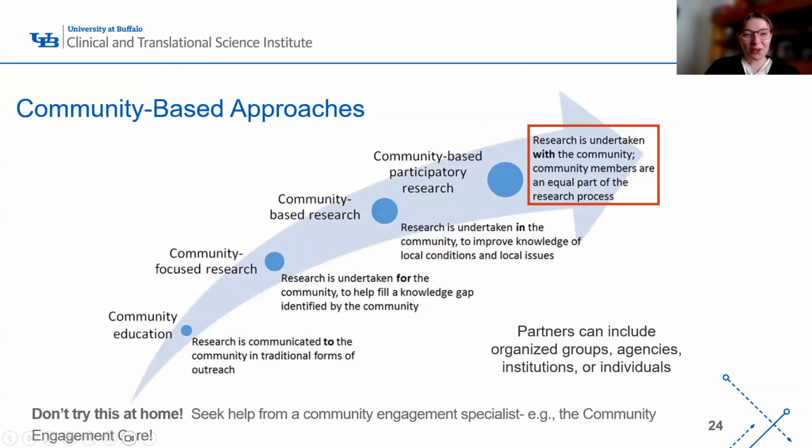Thanks, Marissa. Thank you. So I'm going to be talking about community-based approaches to research. Just like with the rest of pragmatic and randomized control trials, this is going to be on a spectrum. At the very bottom, you have community education, which is just research communicated to the community in traditional forms of outreach. And then you have community-focused research, which is research undertaken for the community to help fill a knowledge gap identified by the community that you're working with.